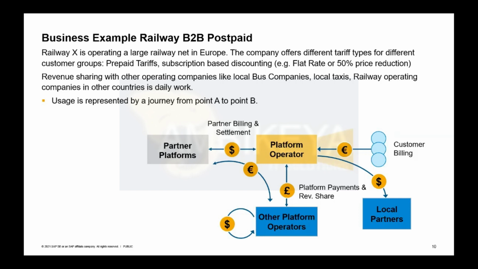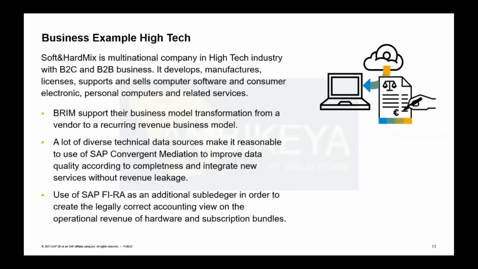Here, usage is represented by a journey from point A to point B, for example. That means they are using BRIM in order to operate their platforms and to have payments and revenue sharings shared with other platform operators or local partners or end customers. I think we all have now an idea about this industry. And I'd like to go on with the next industry.